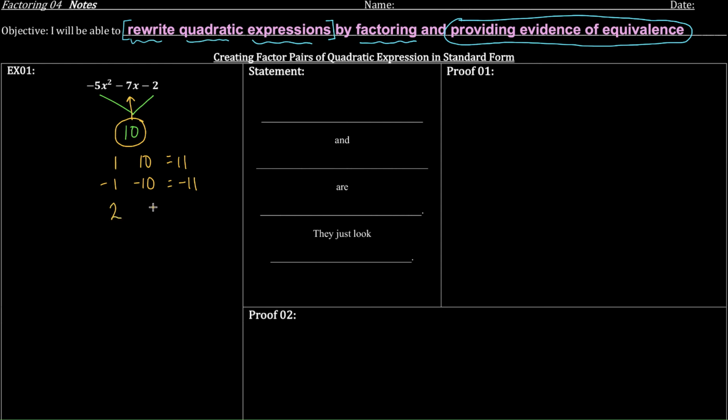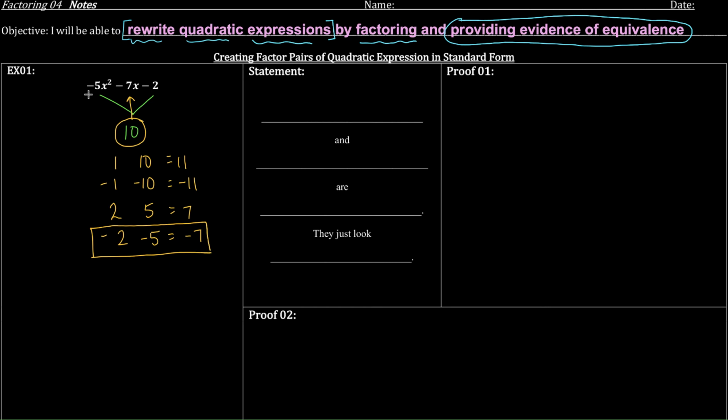So let's do 2 and 5. 2 and 5 will give me 10, but then they add up to positive 7. But negative 2 and negative 5 will also give me positive 10, but they create negative 7. So this is the one right here. Cool. So I need to rewrite this expression up here.